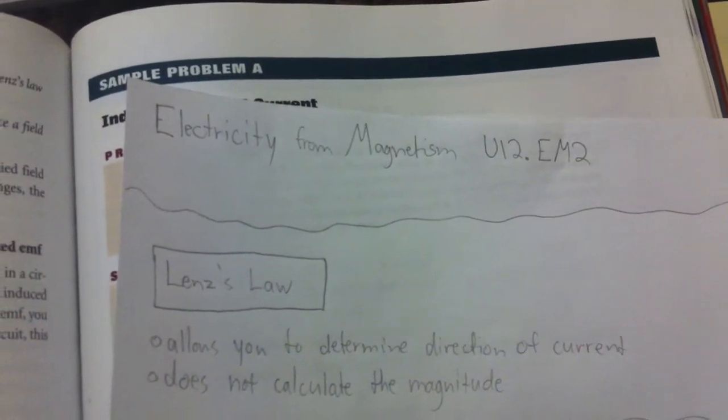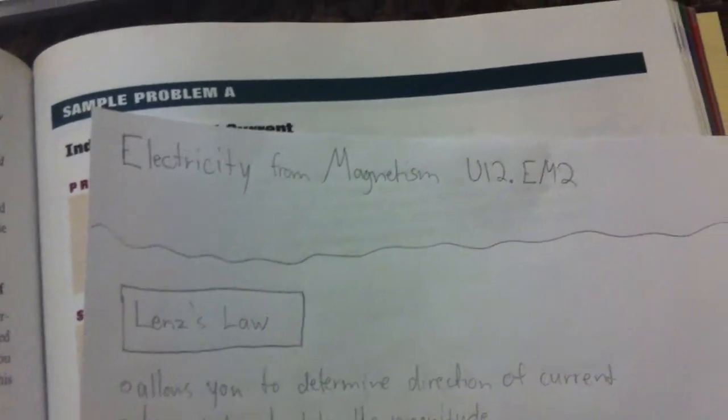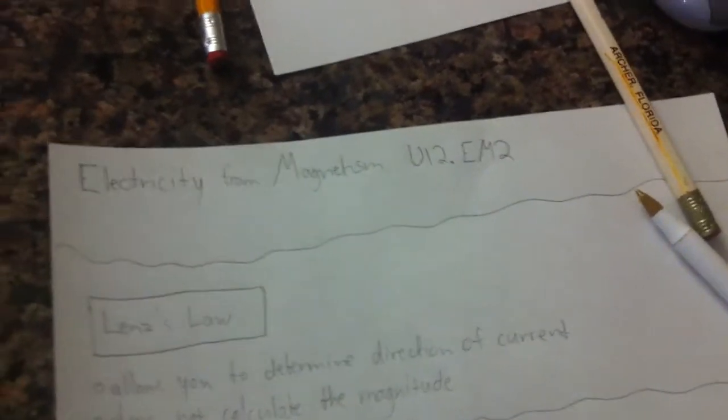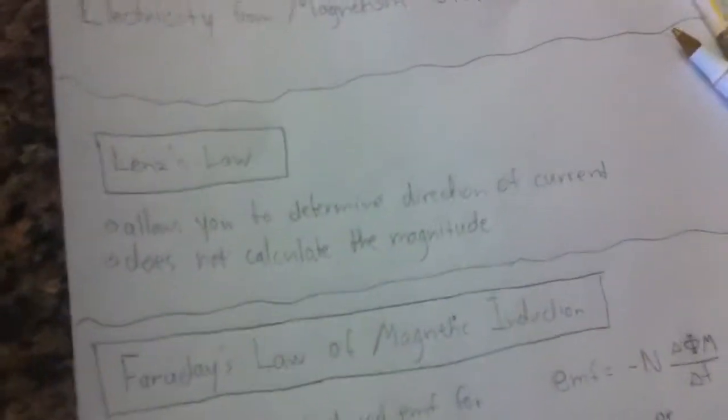Hello and welcome to today's physics video, Electricity from Magnetism, U12.EM2. What we are going to do here today is apply Lenz's law and Faraday's law of induction to solve problems involving induced EMF and current.